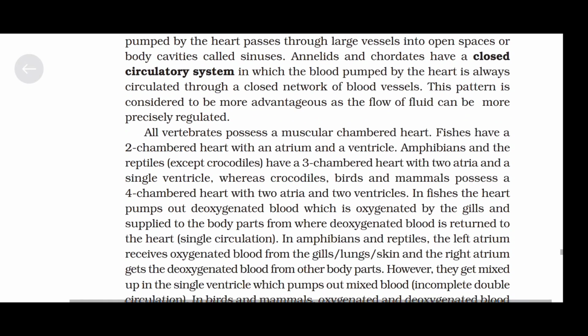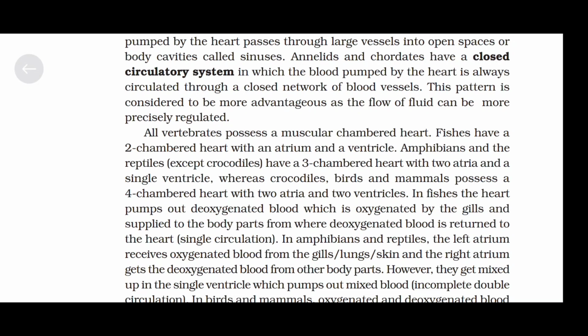All vertebrates possess a muscular chambered heart. Fishes have a two-chambered heart with an atrium and a ventricle. Amphibians and reptiles, except crocodiles, have a three-chambered heart with two atria and a single ventricle. Whereas crocodiles, birds, and mammals possess a four-chambered heart with two atria and two ventricles.